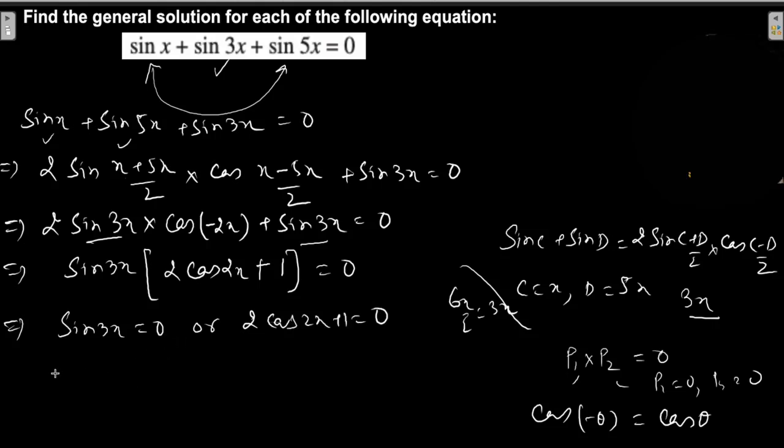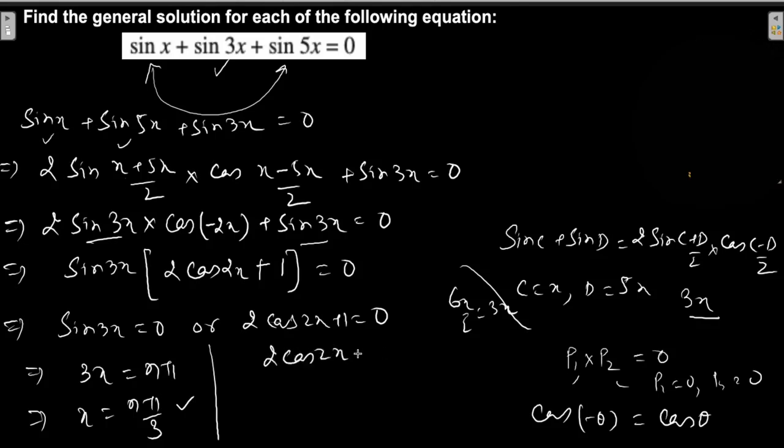These two cases arise, and when this is the case, we know that 3x is equal to n pi. Directly I can write it, I have been doing it, so I am just writing, because I could have written sin 3x equals sin n pi, and then equated 3x equals n pi, but I am just going in one step. So x equals n pi by 3 in one of these cases. In the other case, we have 2 cos 2x plus 1 equals 0. This means 2 cos 2x equals minus 1. This means cos of 2x equals minus 1 by 2.